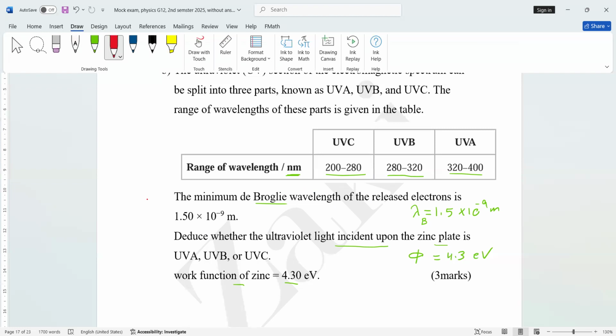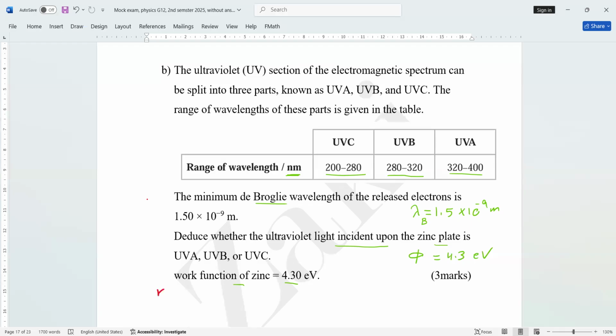Kinetic energy maximum equals E minus phi. We need the energy from this formula, so rearrange. The energy equals kinetic energy maximum plus the work function. Now we need to calculate the kinetic energy and the work function.